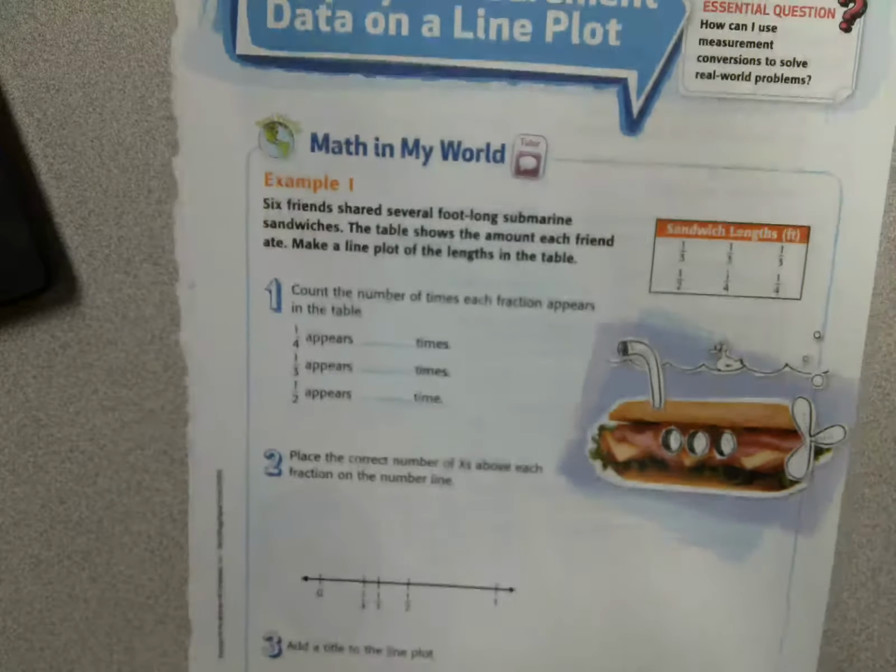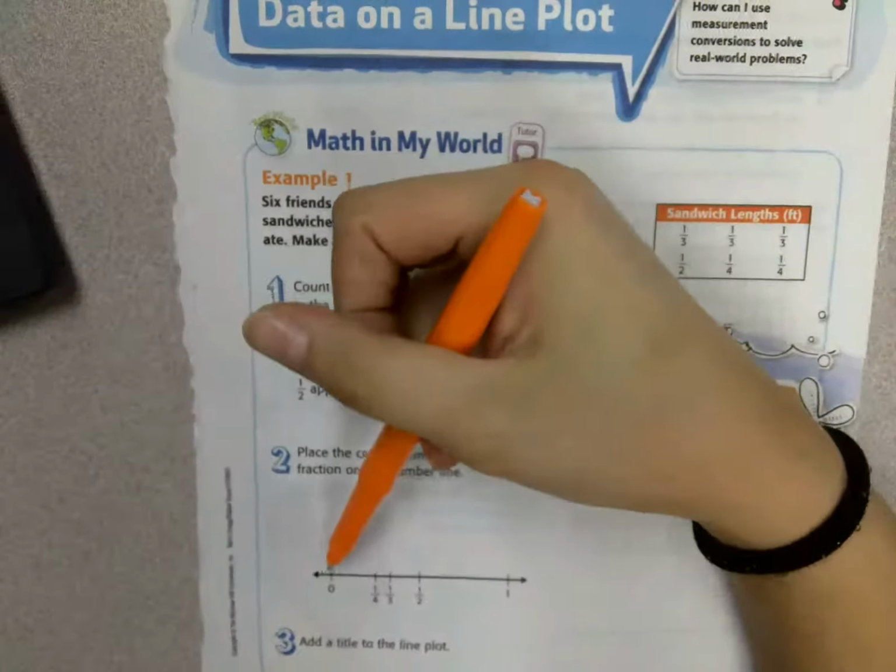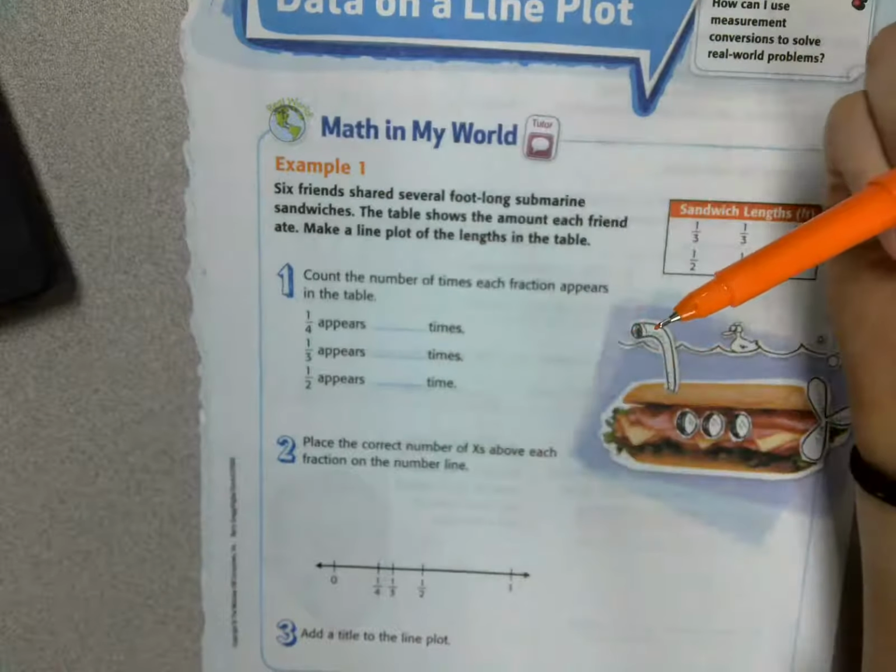So we will look at example 1. So 6 friends shared several foot-long submarine sandwiches. The table shows the amount each friend ate. Make a line plot of the lengths in the table. So first of all, what I want you to know is a line plot is basically first of all, a line that shows something.